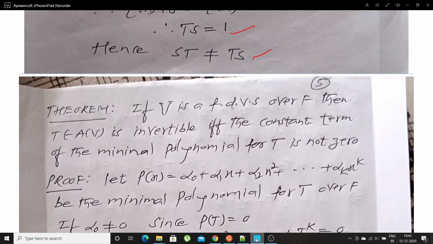Now, a theorem related to the minimal polynomial. If V is a finite dimensional vector space over a field F, then an element T belonging to F of V is invertible, that means regular, if and only if the constant term of the minimal polynomial for T is not 0. Okay, we have to prove this theorem.